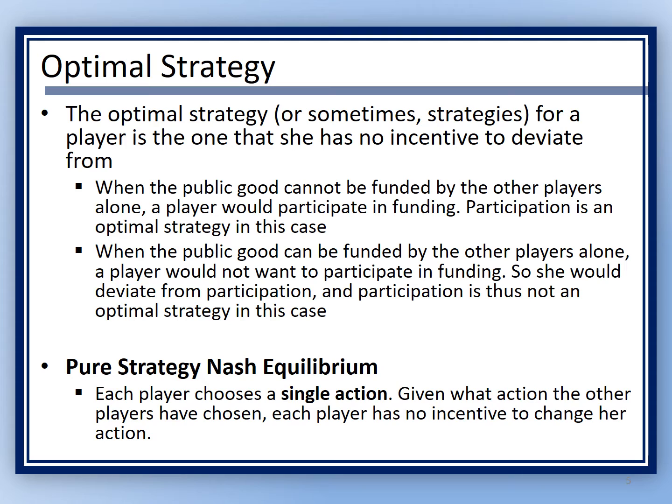So what this says is, you choose what you do, I choose what I do. Given what you do, I do not want to change what I do. And given what I do, you do not want to change what you do. That's a Nash equilibrium. So you do what you do, I do what I do. None of us want to change our mind.